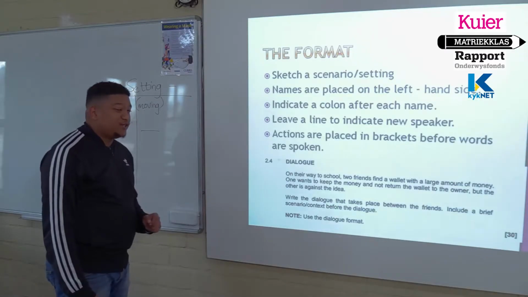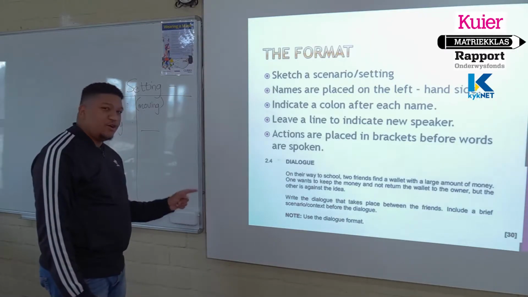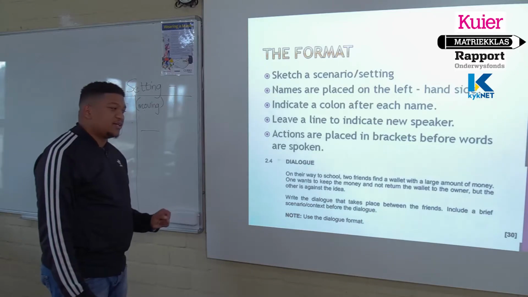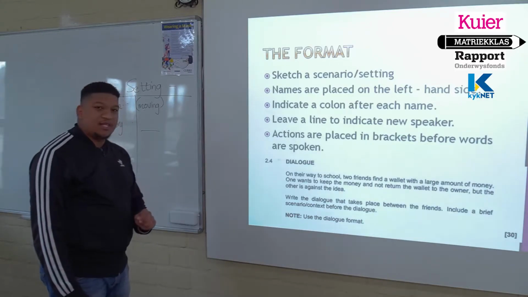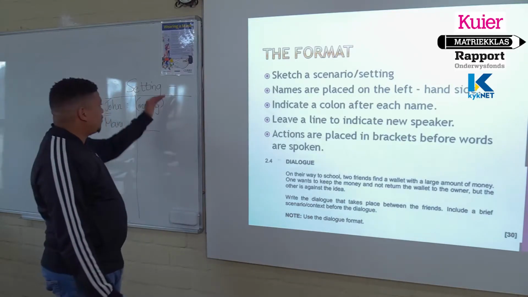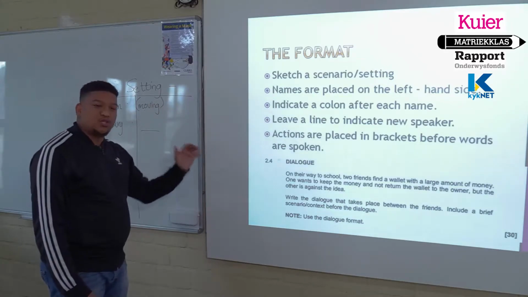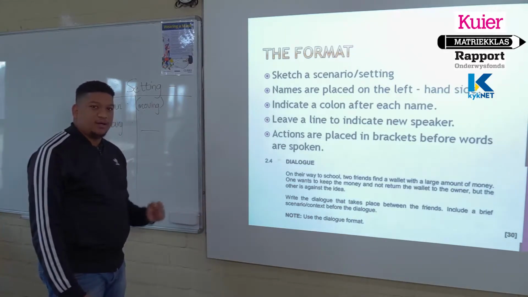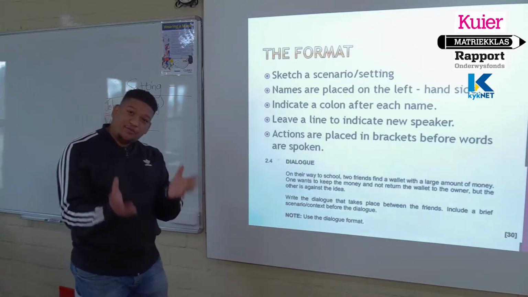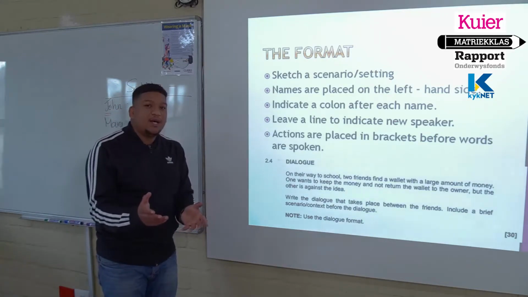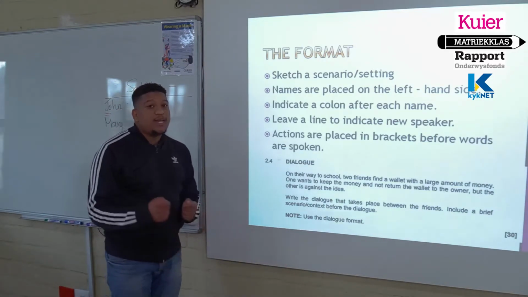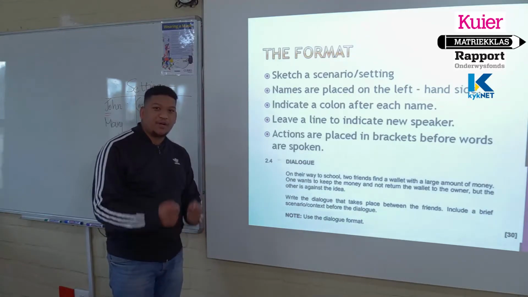So you now need to take this topic and look at what it says. Write the dialogue that takes place between the friends. Include a brief scenario, like we said there, or context, or setting before the dialogue. So obviously we have two friends who differ in opinion about the money. So we need to have a proper conversation.